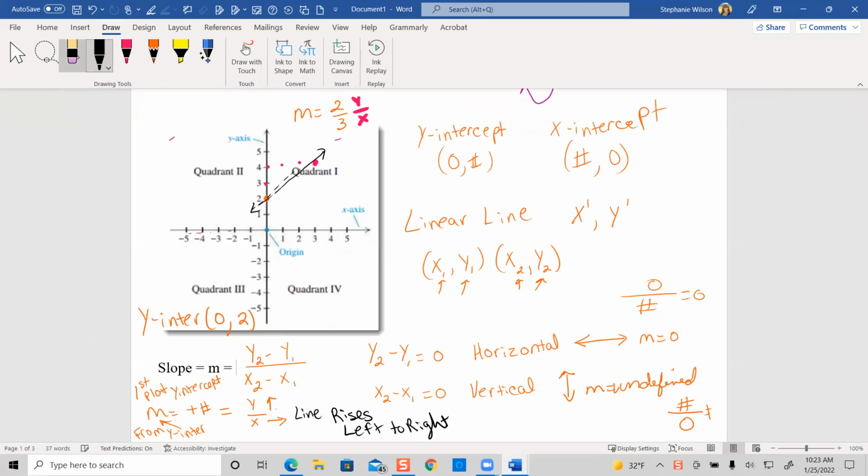I'm going to make me some space here. Erase this here. Let's get us some space right here.